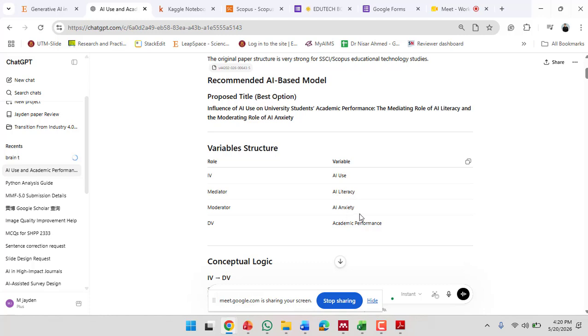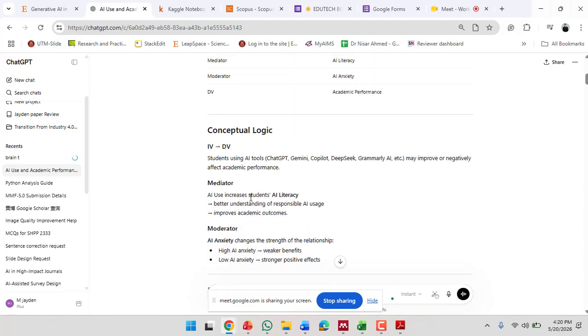Now the conceptual model is that students using AI tools, ChatGPT, Gemini, any tool, may improve or negatively affect academic performance. This is the problem that you need to find at any level, primary level, or, for example, in universities we are considering. Whether your study is in business education, the English language department, or chemistry education, all these areas you can easily use, but the area, sample, target people, and participants are totally different.